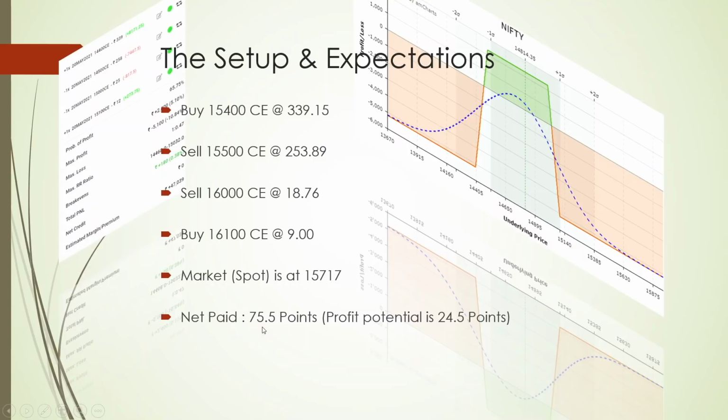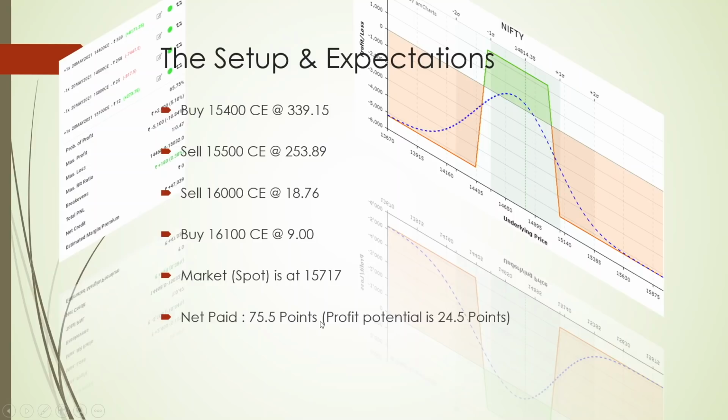So when the net paid is 75.5 points, the profit potential will be 100 minus 75.5. 100 is what? The 16,100 minus 16,000, or 15,500 minus 15,400. So that difference is 100 points. Means your sell leg and the hedge leg. If you see both, the strike difference is basically your 100 points. So what we paid is 75.5 points. What we are trying to capture, if it expires in between, is 100 minus this. So the profit potential is 24.5 points.